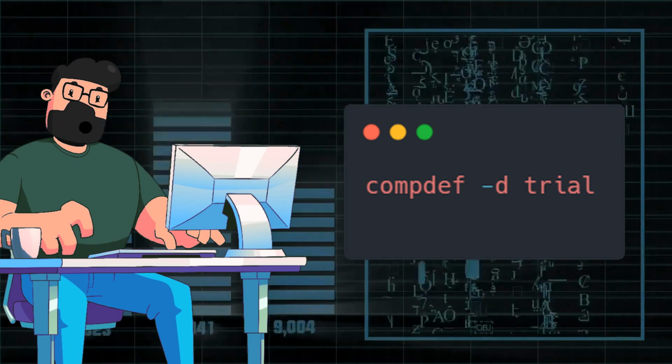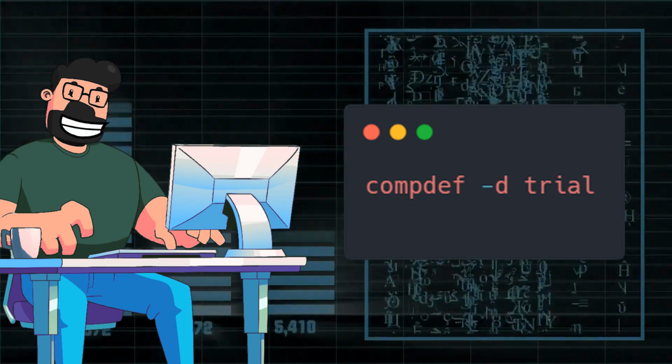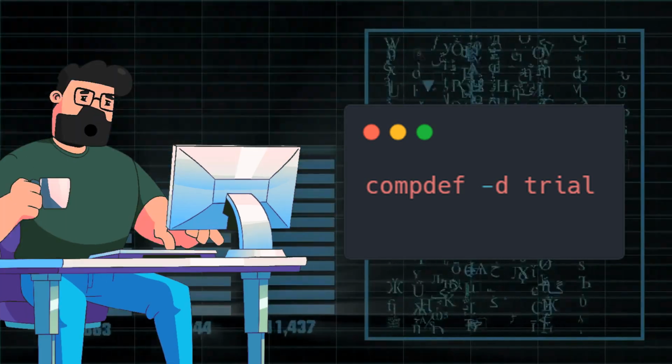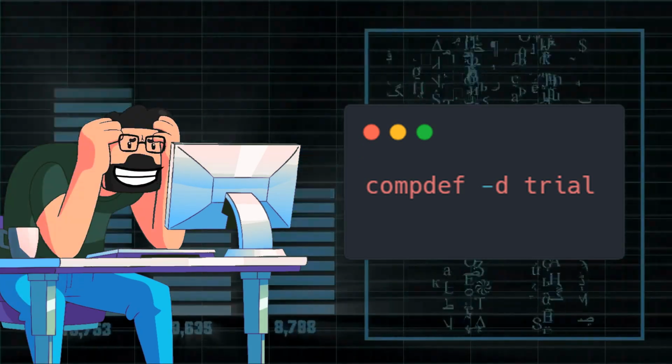One way to address this problem is by disabling the completion for the trial command using the following command: compdef trial. This command effectively disables the completion for the trial command, preventing the error from occurring during auto-completion.